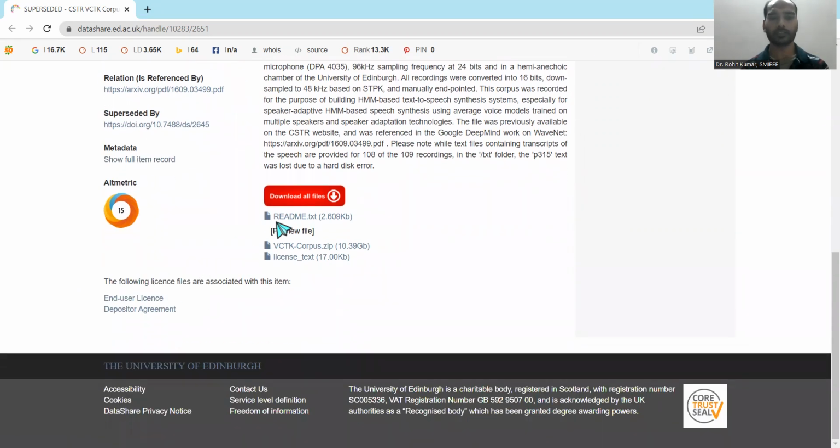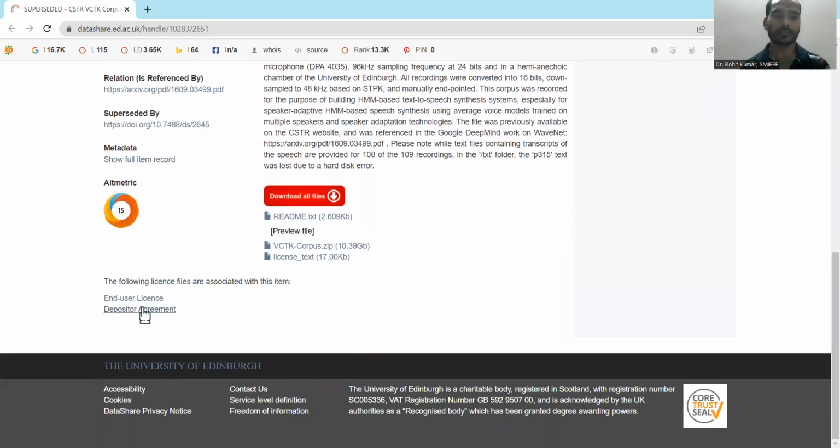Coming to the actual and most important thing, there is the download link and the specific size of this particular corpus. You can see that the corpus size is more than 10 GB, and the license text and the readme files are also available over here. So just go through the readme file and you will find the related information to handle this dataset.